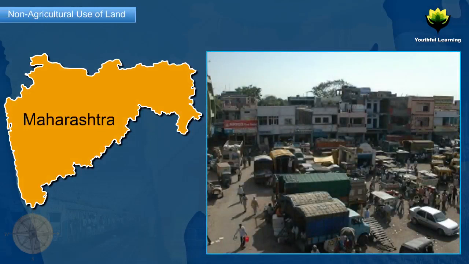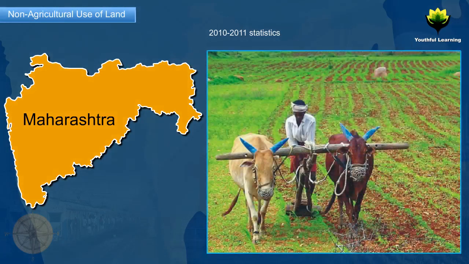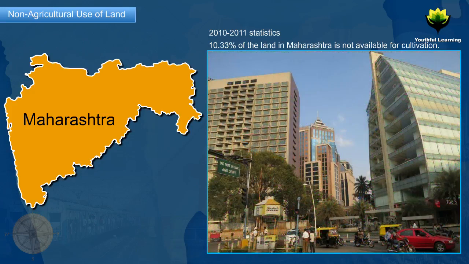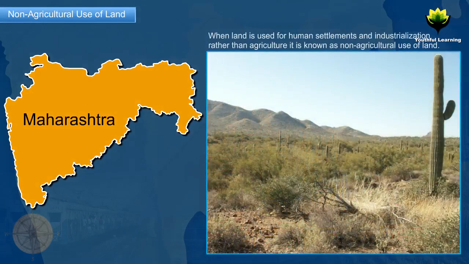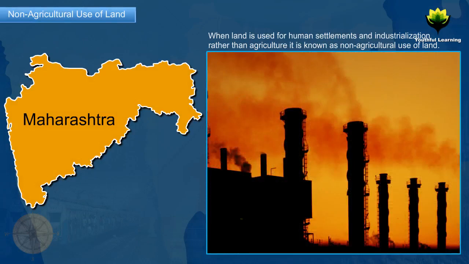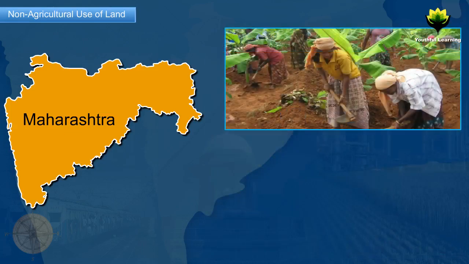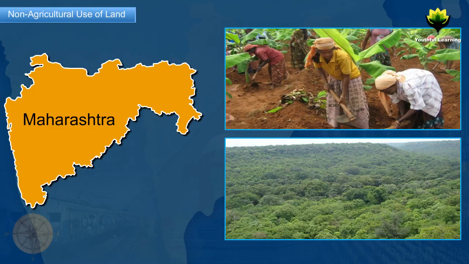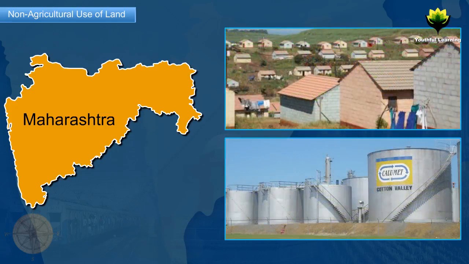Non-agricultural use of land. As per 2010-2011 statistics provided by the Department of Agriculture and Cooperation, about 10.33% of the land in Maharashtra is not available for cultivation. When land is used for human settlements and industrialization rather than agriculture, it is known as non-agricultural use of land. Recently, it has been observed that area under cultivation and forest is being converted into non-agricultural land.